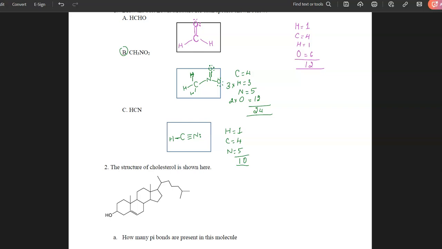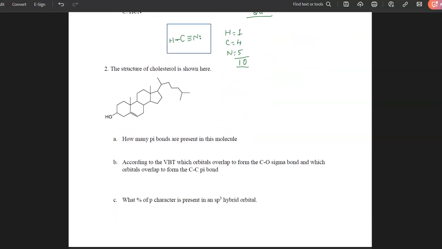Alright, so that's the first question. The next one is asking, the structure of cholesterol is shown here. How many pi bonds are present in this molecule? So to answer this, the easiest way is to look for double bonds and triple bonds.